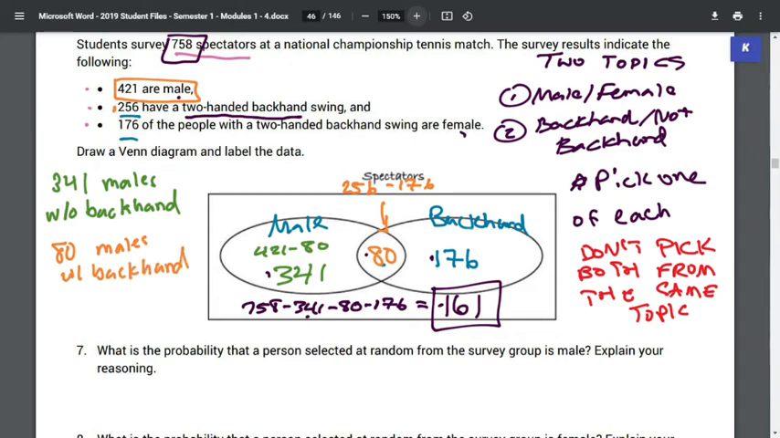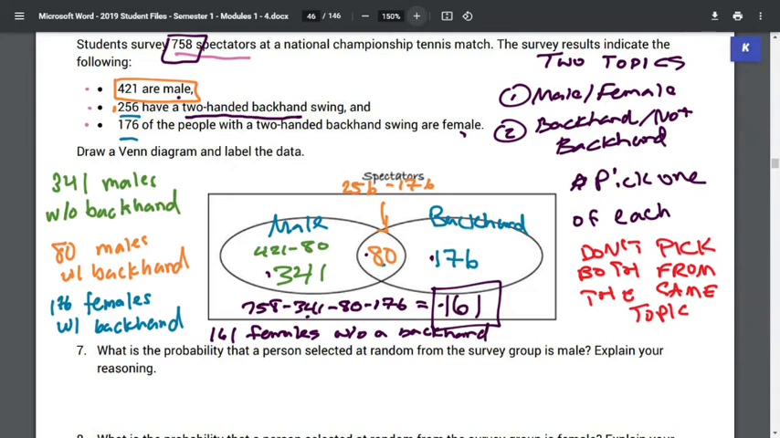If I keep just going across, I see that I have 176 females this time with a backhanded swing. And then that last number right there represents how many females do not have a backhanded swing. So I have 161 females without a backhanded swing.